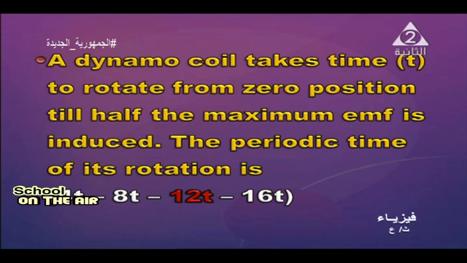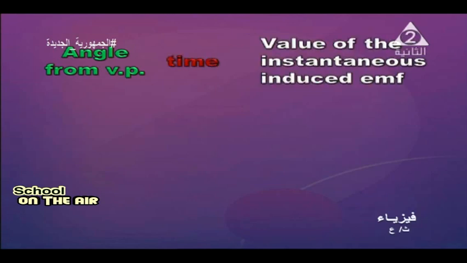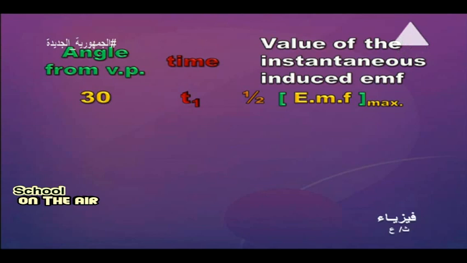So how? This is important. You'd better jot it down, write it down. I'll explain it. Now, the angle of rotation from the vertical position, time, and value of the instantaneous EMF. Your attention, please. Just stay with me. When the angle is 30, say at time t1, the value is half the maximum EMF. And we've just answered a choice depending on this. So to reach half the maximum EMF induced, the angle should be 30. The angle of rotation of the coil of the dynamo from the vertical is 30.